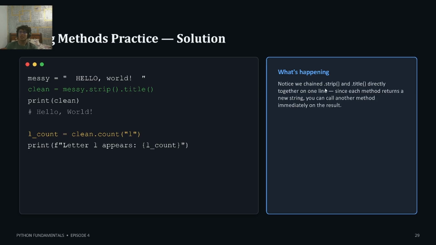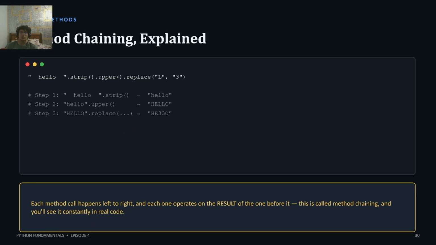See, notice we chained strip and title directly together on one single line. Since each method returned a new string, you can call another method immediately on the result also. Let's move on to the next one, which is method chaining explanation.